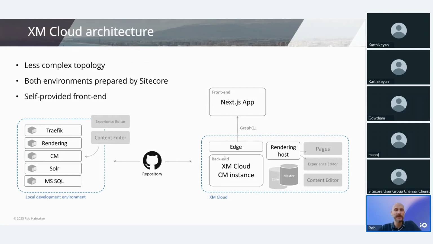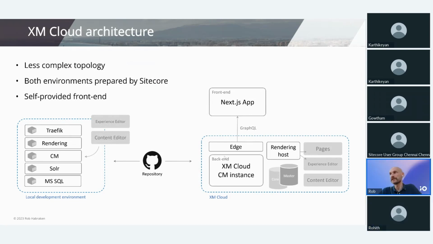For the local development environment, you can fork a starter kit or boilerplate, if you like to call it that, repository that already contains all the configuration containers for you, so you can almost immediately start developing. You only need to download the containers and start them up. You also have a solution in there which you can build on, and which you then maintain and extend from your own repository. And from that self-managed repository, you can also publish to XM Cloud.